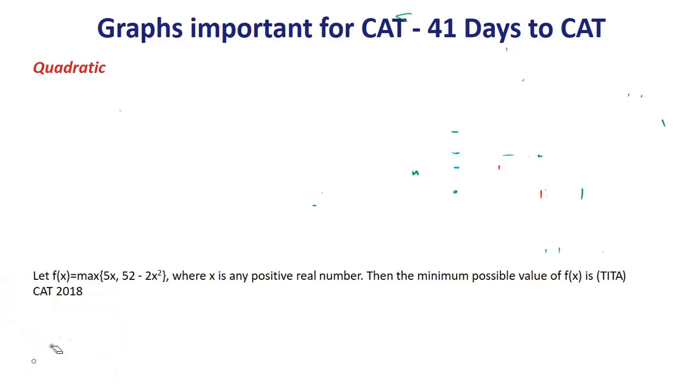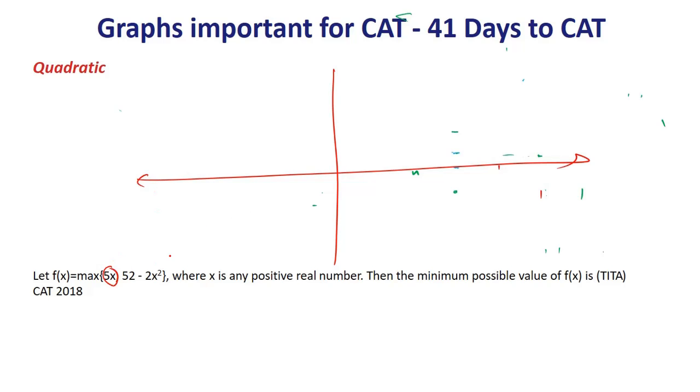Let's take our favorite color to begin with. Now we have a coordinate axis. I have a line y is equal to 5x. Obviously y is equal to 5x is going to be a straight line like this, right? It's a linear graph. Next you have 52 minus 2x square. How do you draw 52 minus 2x square? Let's see. How do you draw a 2x square first?